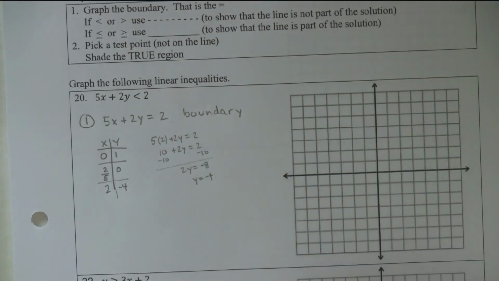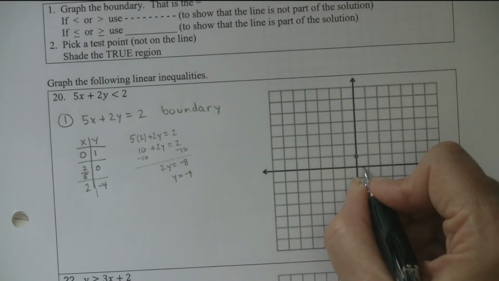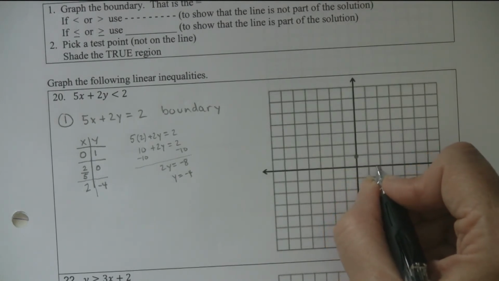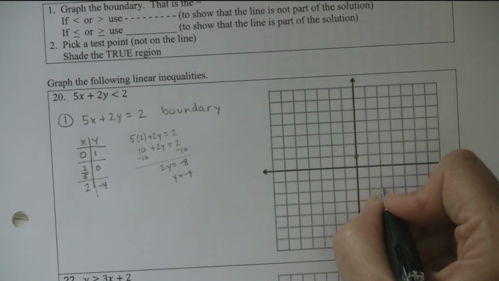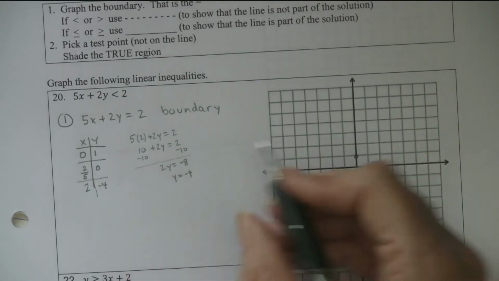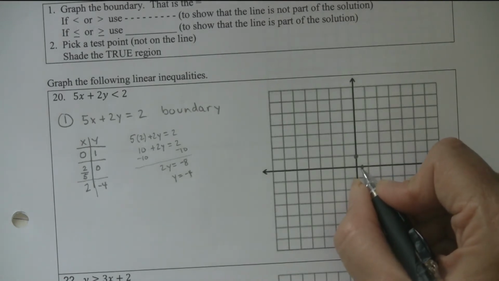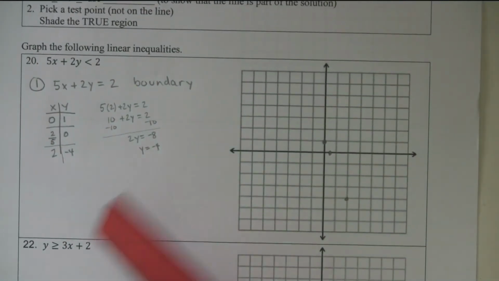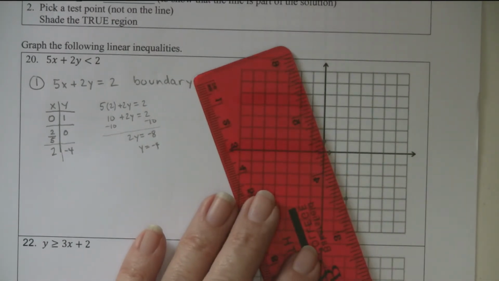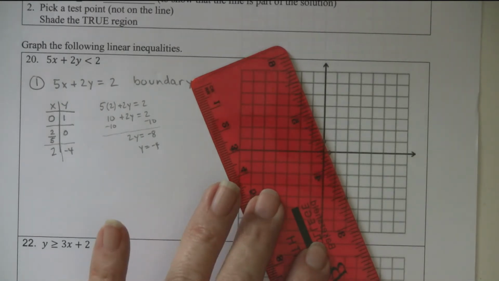So I'm going to plot these points. 0, 1, 2/5, 0, and 2, -4. Over 2, down 4. 1, 2, 3, 4. And this point here, 2/5, 0: divide the space into 5 equal spots and go over 2 of them. 2/5 is like 0.4, so it's not quite to half. So it's somewhere there. And it looks pretty good. It looks like it's going right through all 3 of those points.